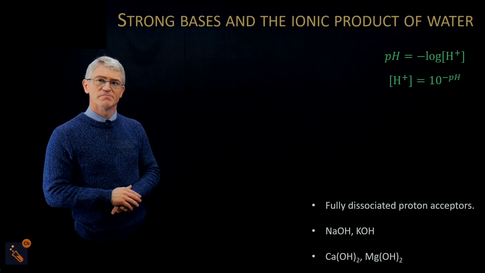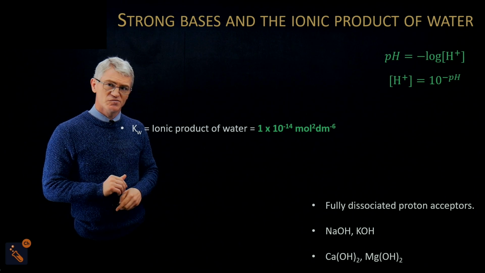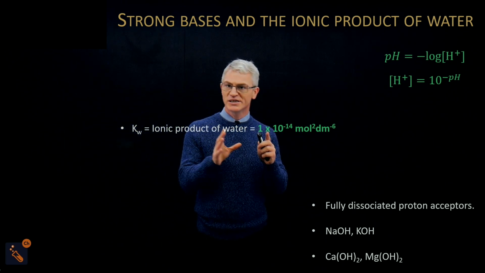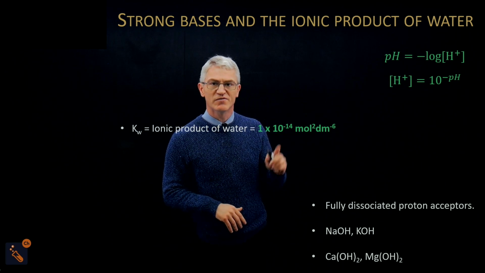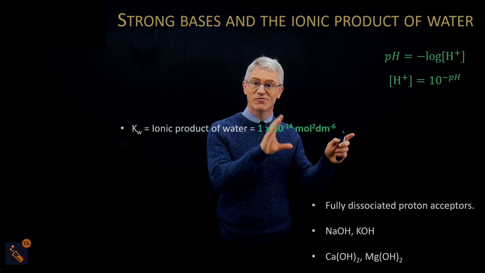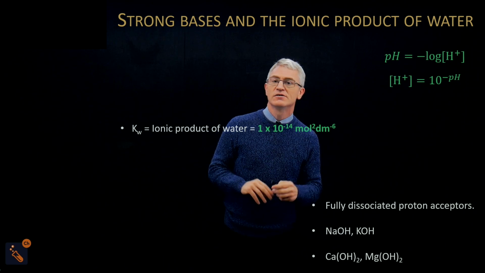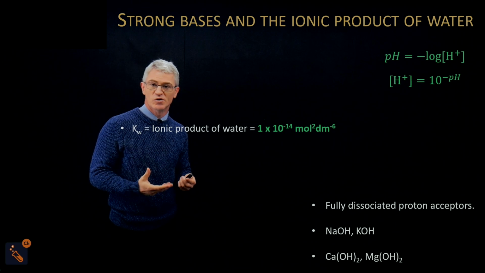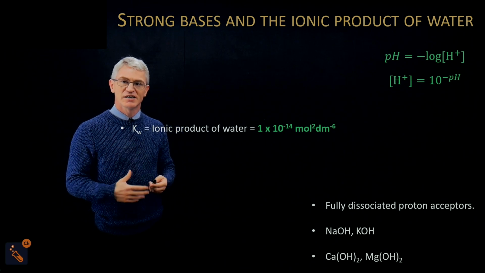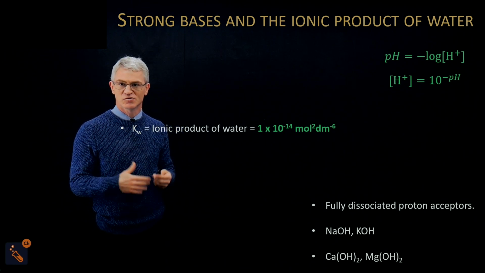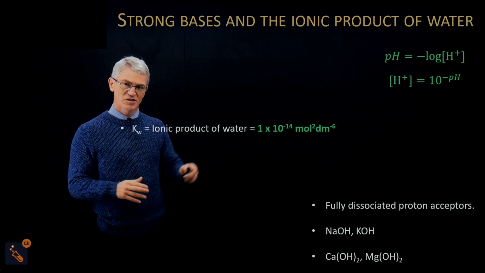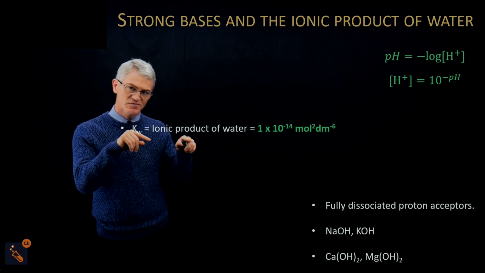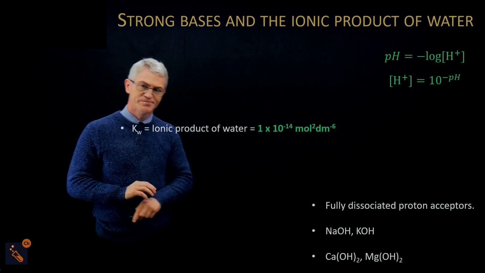But strong bases and the ionic product of water, how do we connect them? The ionic product of water, which is in your data sheet, so please never worry about forgetting it, is this number here, and it is at very important standard conditions. Standard conditions is 25 degrees Celsius, 1 mole per decimeter cubed, and 100,000 pascals or 100 kilopascals. But the important thing is the temperature, and we'll talk about the temperature later on, but this is 25 degrees. So at 25 degrees, it's this number.